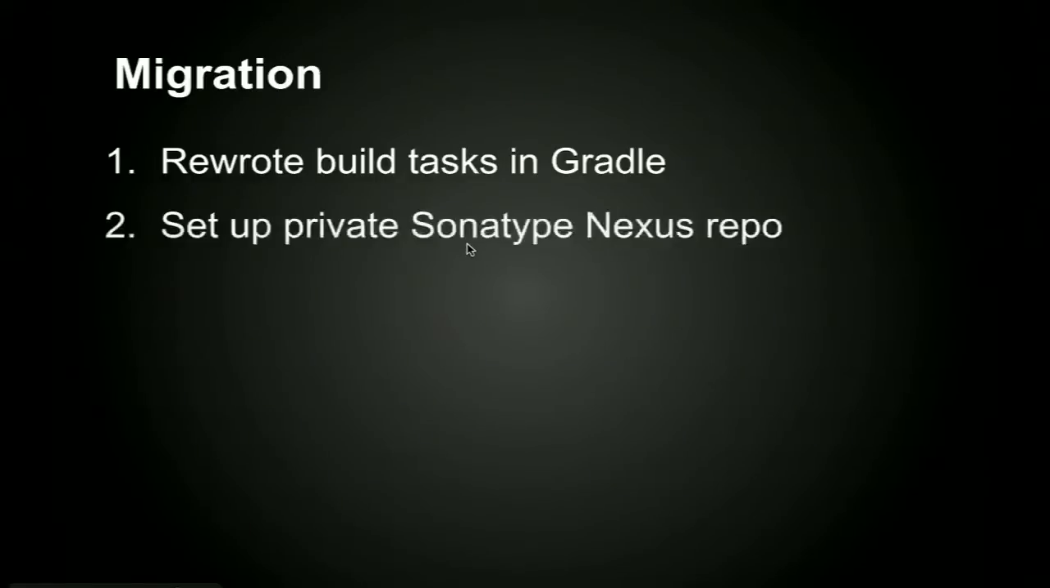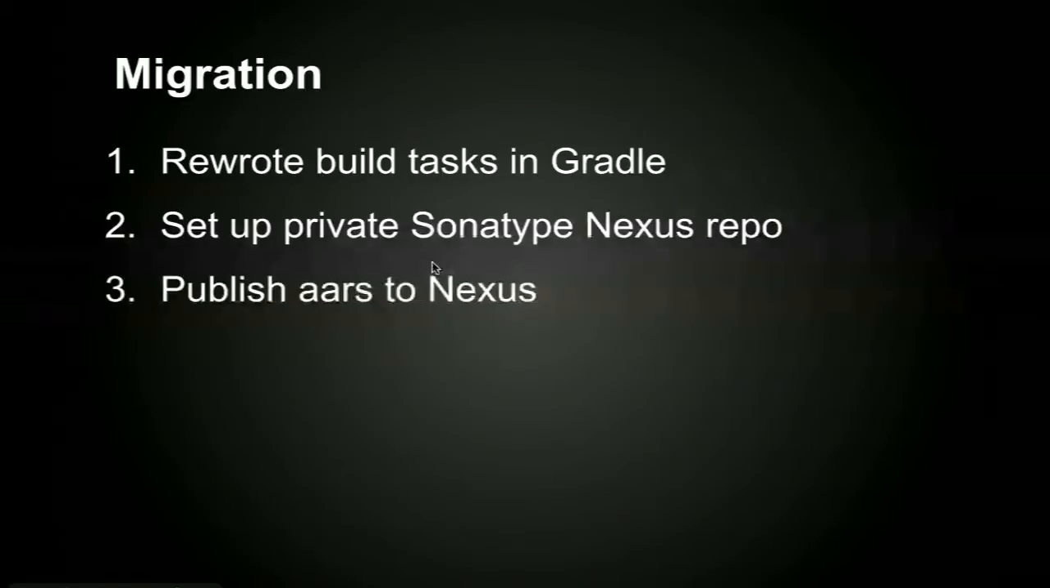The second thing we did was set up a private Sonatype Nexus repo, and that allowed us to publish our artifacts somewhere we can reference on the VPN. Did that, it was very easy to do. And then we started publishing AARs to Nexus, right? You have library projects and you need to publish artifacts, so you publish AARs. That's what the Android library plugin creates, and so that's what we're publishing.